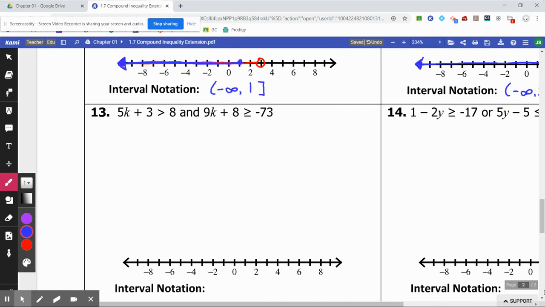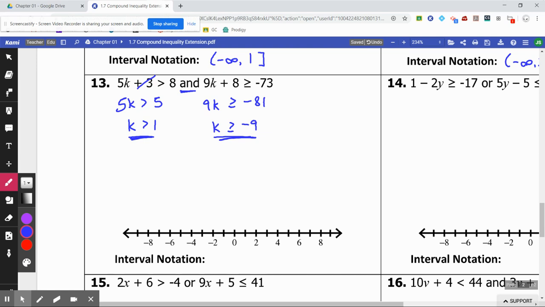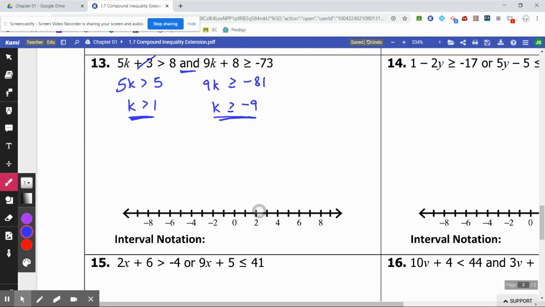Number 13. Move the 3 by subtracting gives you 5k is greater than 5. Divide by 5 gives you k is greater than 1. And so both have to be true. Subtract 8 gives you 9k is greater than or equal to negative 81. Divide by 9 gives you k is greater than or equal to negative 9. So k has to be bigger than 1 and bigger than negative 9.